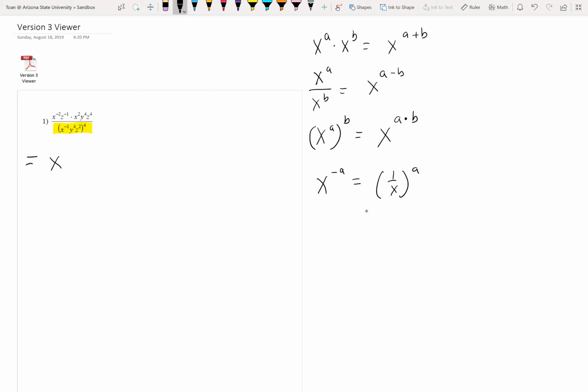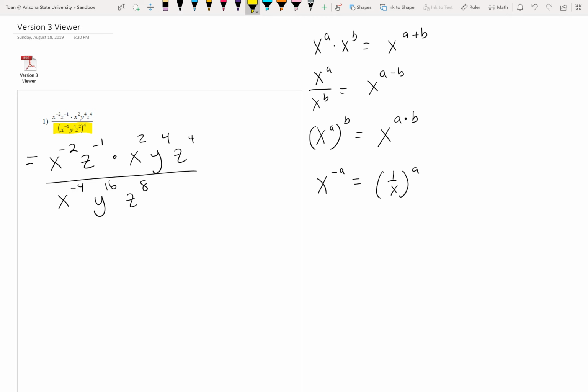Now anything I do not highlight, I'm simply going to copy down. I'm going to take things one step at a time so I do not confuse myself. So distributing the 4, that gives me x to the negative 4, y to the 16, z to the 8.